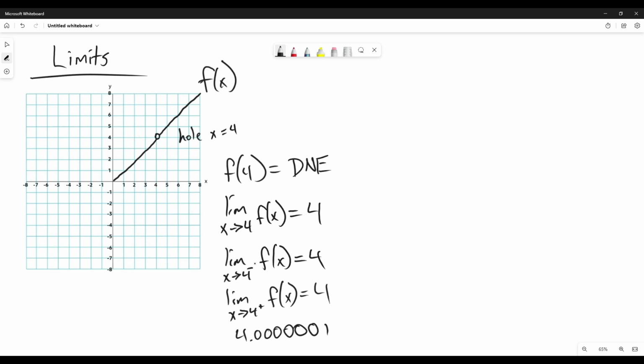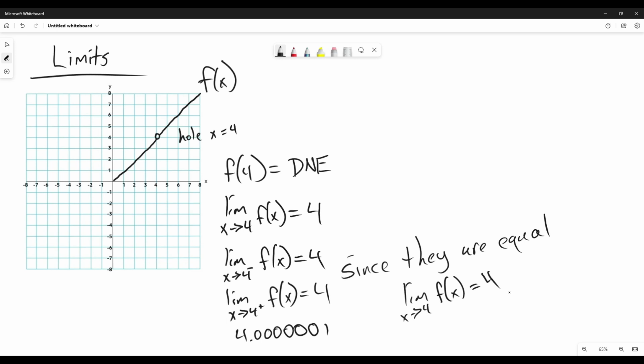And now since these two limits on the two sides of x equals 4 are equal, that means the limit as x approaches 4 of f of x equals 4.